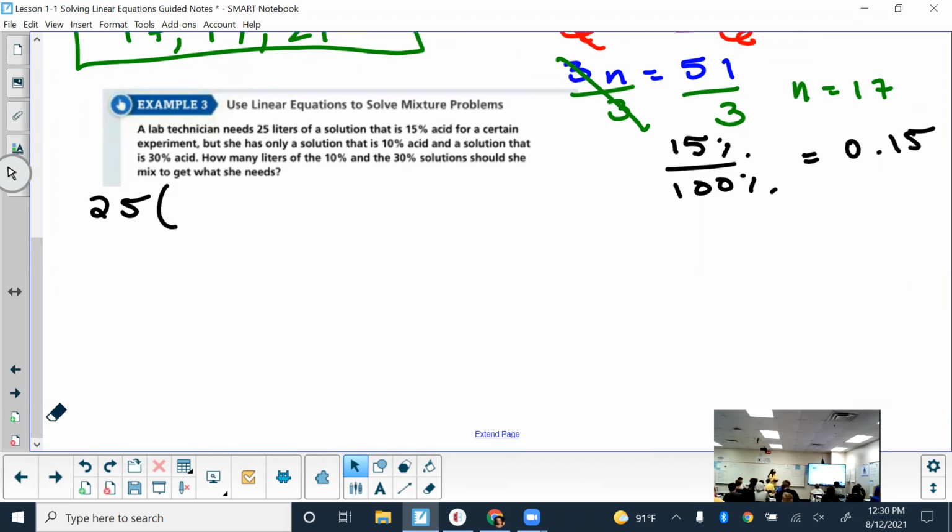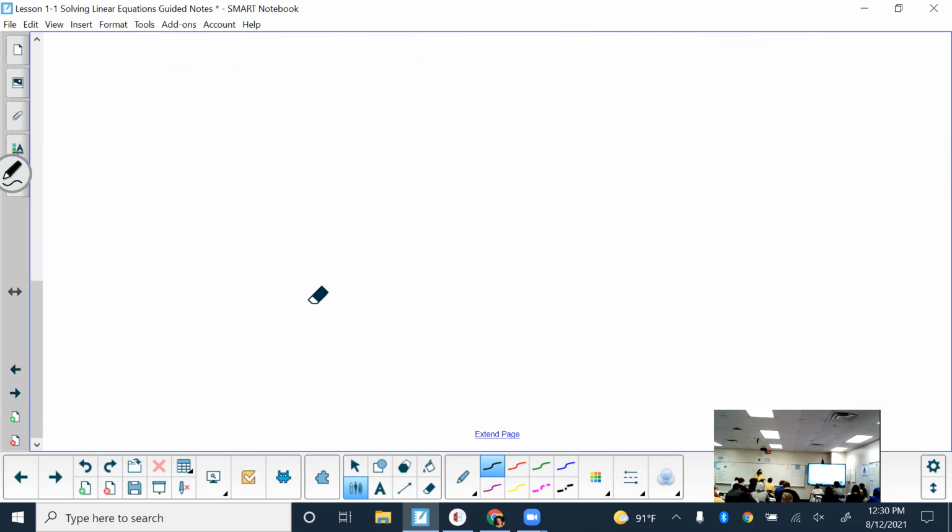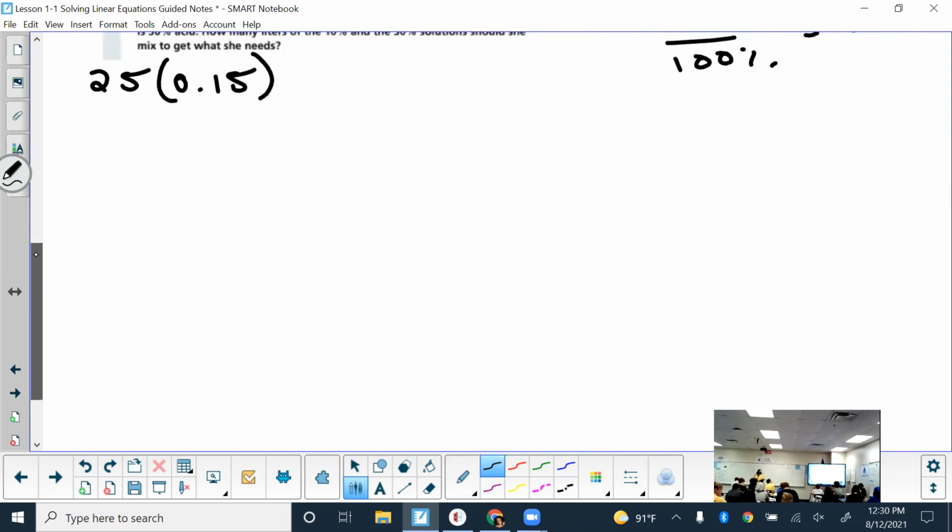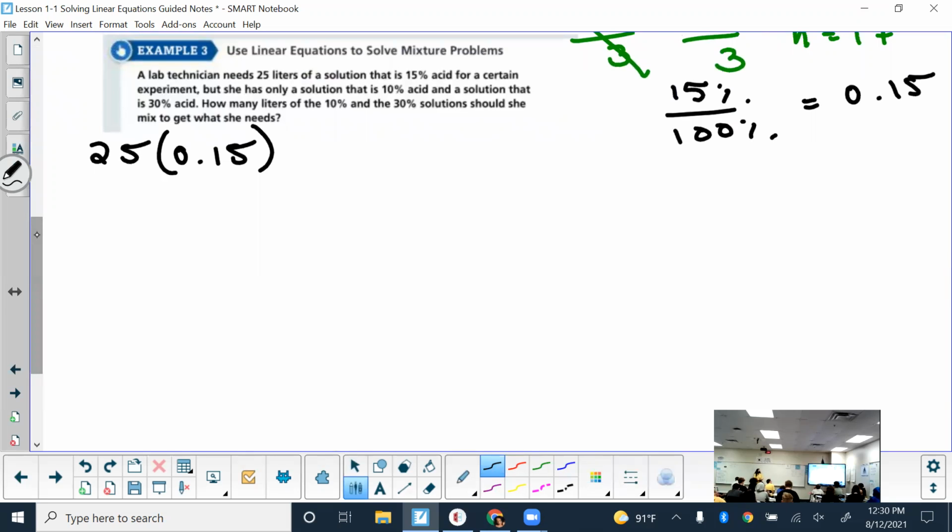So we said 25 liters is what she needs of a solution that is 15% acid, which is written as 0.15 as a decimal. Now we're going to simplify that in the next step, but keep reading on. She only has a solution that is 10% acid and a solution that is 30% acid. How many liters of the 10% and 30% solutions should she mix to get what she needs?